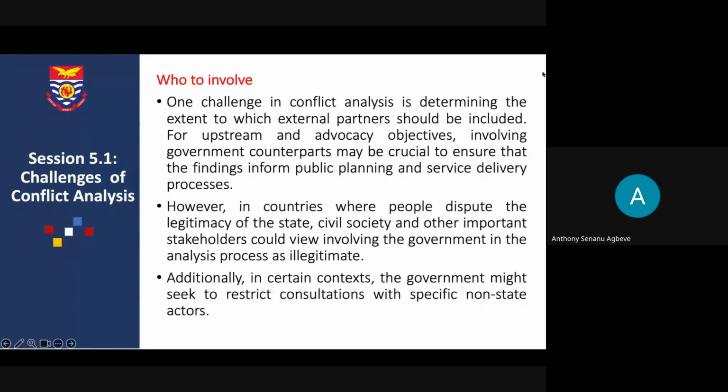So, you have stakeholders, you have community leaders, you have ordinary community members, local authorities, NGOs, and if you have all these people, that can be challenging in two ways. One, if you don't use the right people, or if you don't consult the right people, that can be challenging.